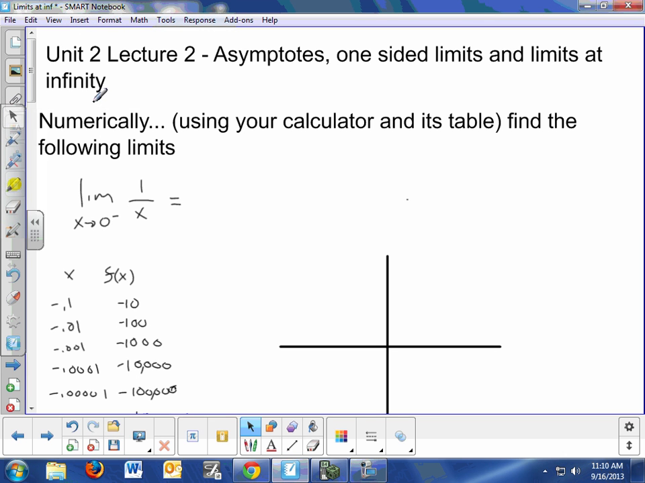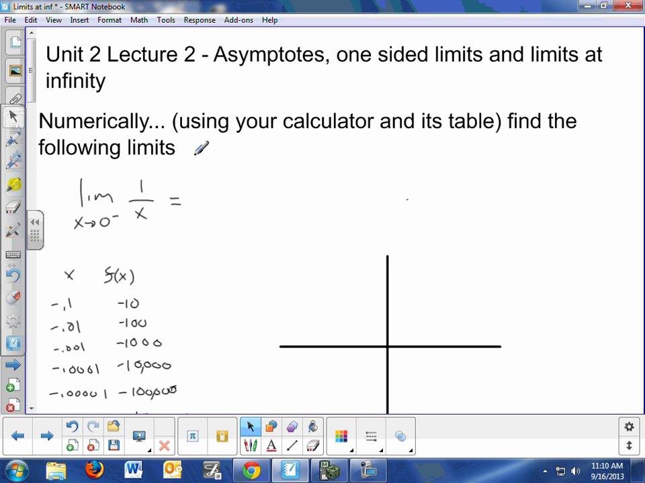Section 2 of Unit 2 is on asymptotes, one-sided limits, and limits at infinity. We're going to skip through this part. You're not going to do this. I kind of did it for you already. But numerically, which means using your calculator or a table, we're going to find the following limits.